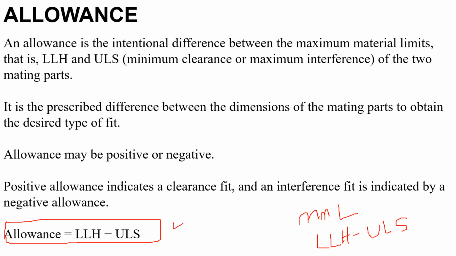And allowance is the prescribed difference between the dimensions of the mating parts to obtain the desired type of fit. If the allowance is positive, it is a clearance fit. If the allowance is negative, it is indicated as an interference fit. So allowance may be positive or negative. If the allowance is positive, it means a clearance fit, and if the allowance is negative, it is indicated as an interference fit.